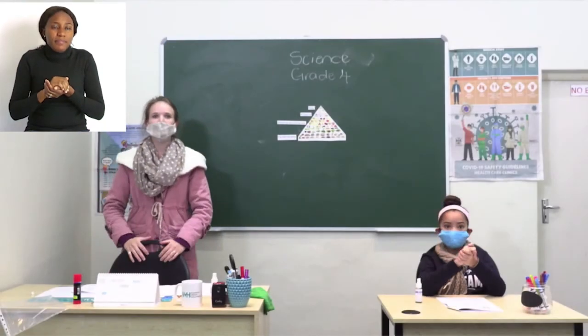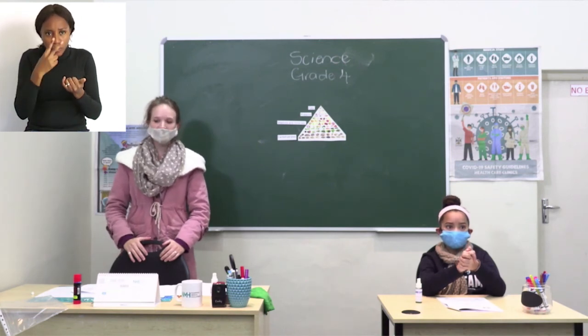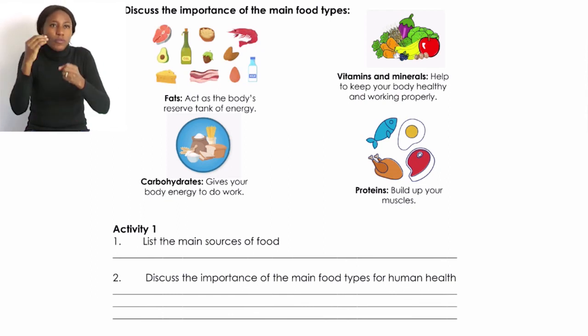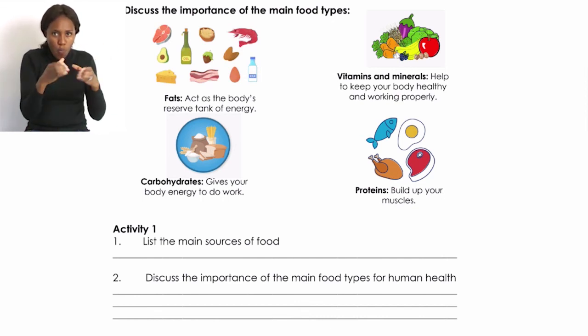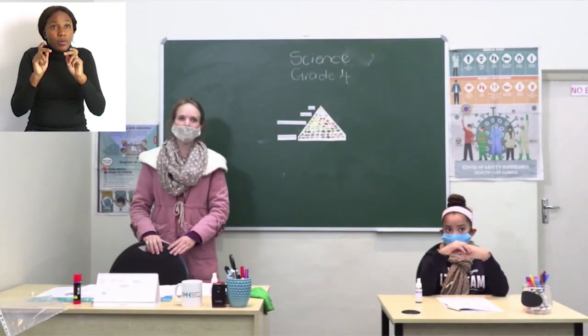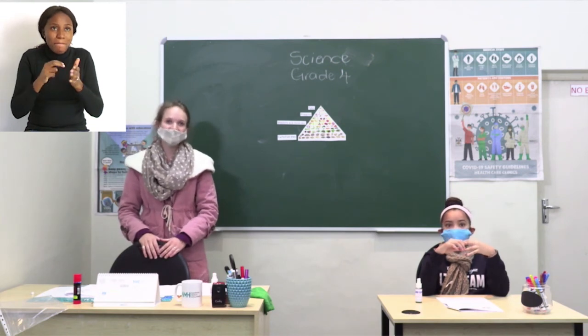Okay, grade 4s, let us quickly take a look at our activity. On page 12 in your workbook, you have your activity. There are 2 questions. The first question is, list the main sources of food. Take a pencil or a pen and quickly try to do that. Then you can move on to question 2. Discuss the importance of the main food types for human health. If you are done with that, grade 4s, then you are done with science for today.